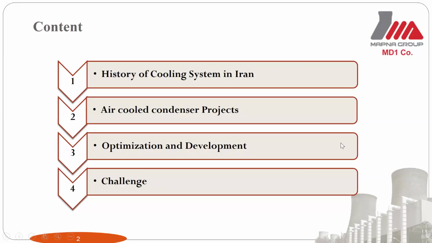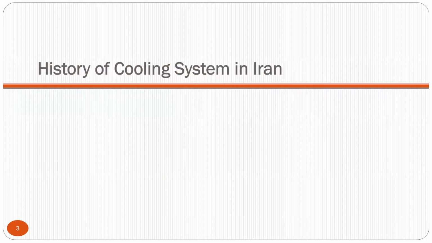Next slide. My lecture is divided into 4 sections. First of all, I'm going to give you an overview of the short history of cooling systems in Iran. Then in the second part, I will review air-cooled condenser projects implemented by Mapna Group. Next, I will focus on optimization and development performed by our team. And finally, in the last part of my presentation, I will speak about the challenges we face in our projects. Now, let's move to the first part, history of cooling systems.